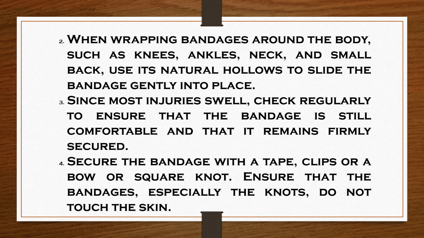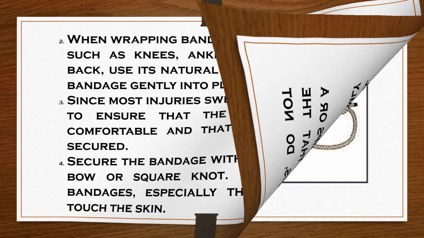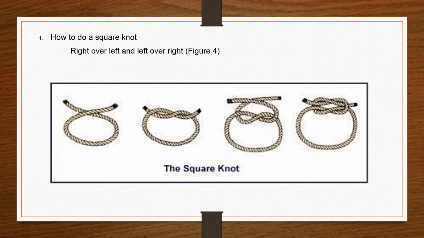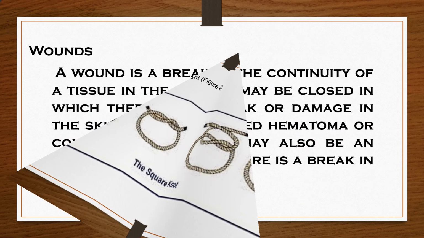When wrapping bandage around the body, such as knees, ankles, neck, and small of the back, use its natural hollows to slide the bandage gently into place. Since most injuries swell, check regularly to ensure that the bandage is still comfortable and that it remains firmly secured. Secure the bandage with a tape, clips, or a bow or square knot. Ensure that the bandage, especially the knots, do not touch the skin. So this is the example of how to do a square knot. Right over left and left over right.